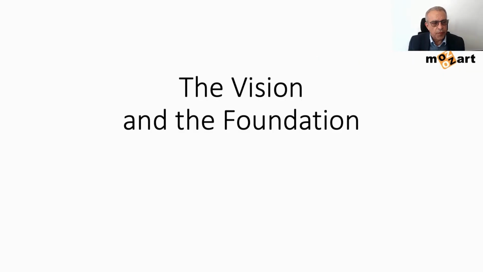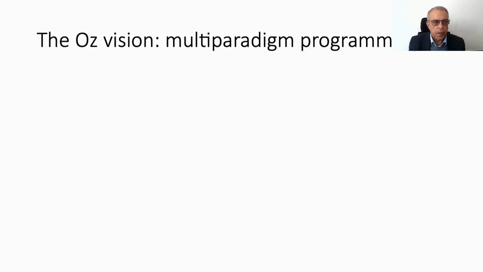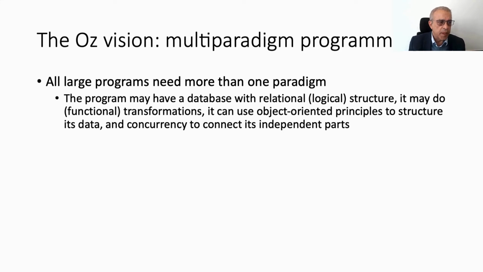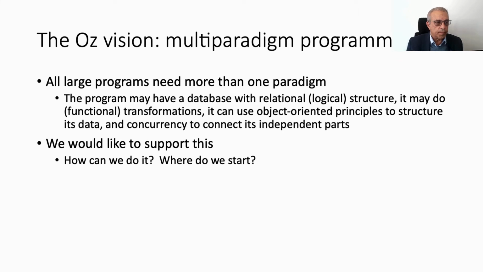We will now discuss the vision and the foundation of the Oz project. From the outset, we wanted to develop a language that supports multi-paradigm programming. The motivation was that all large programs need more than one paradigm. The program may have a database with relational structures. It may do functional transformation, and it can use object-oriented principles to structure its data and concurrency to connect its parts. So we would like to support this. How can we do it and where to start?